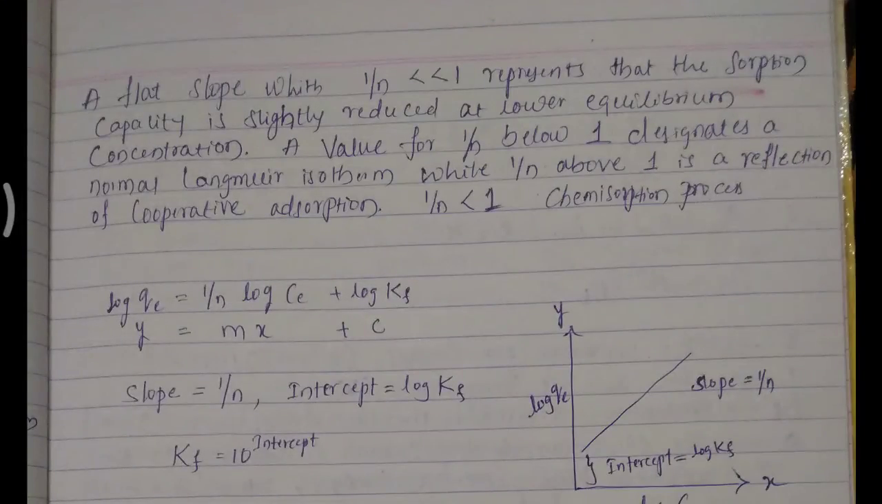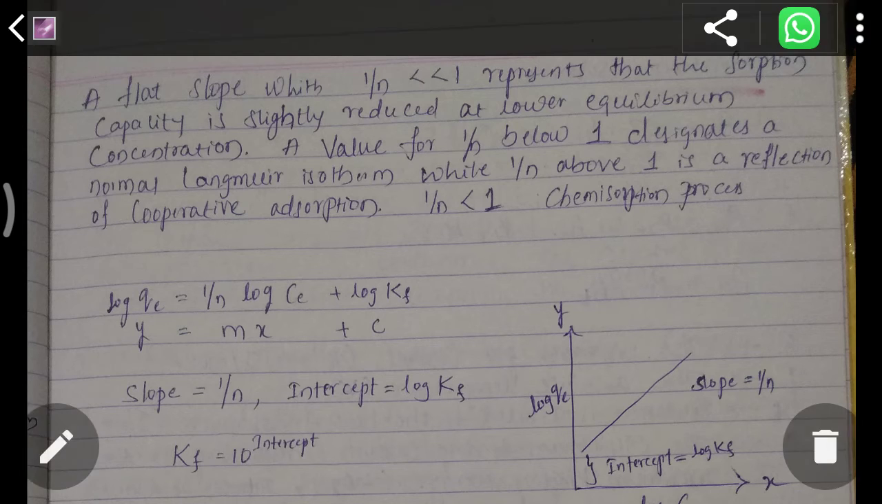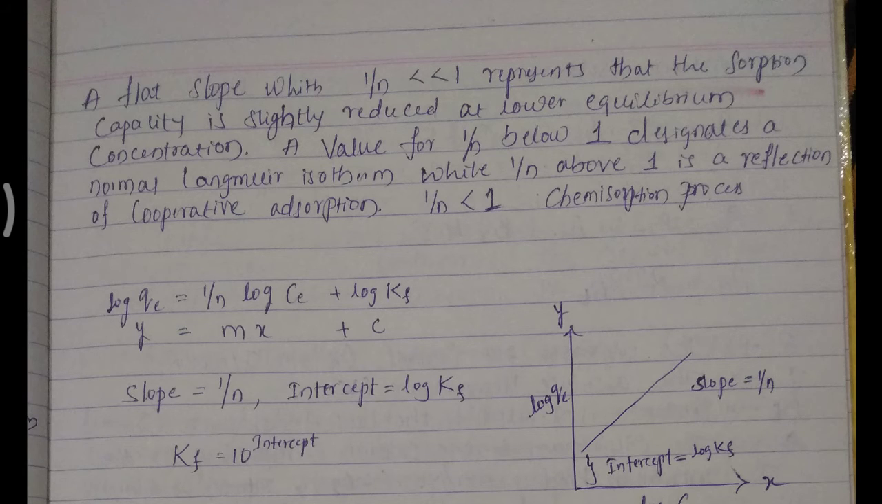So now we can see here the flat slope, where 1 by n less than 1 represents that the sorption capacity is slightly reduced at lower equilibrium concentration. A value for 1 by n below 1 designates a normal Langmuir isotherm, while 1 by n above 1 is a reflection of cooperative adsorption. If 1 by n is less than 1, this is the chemisorption process.